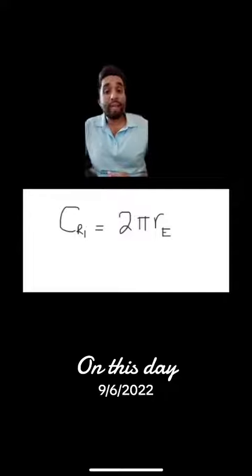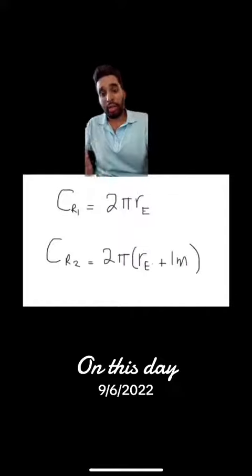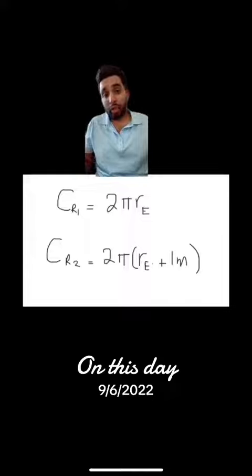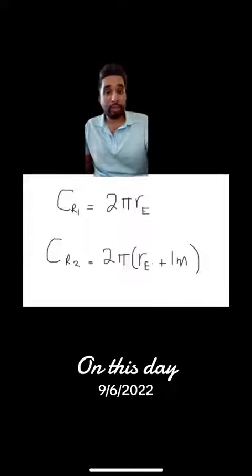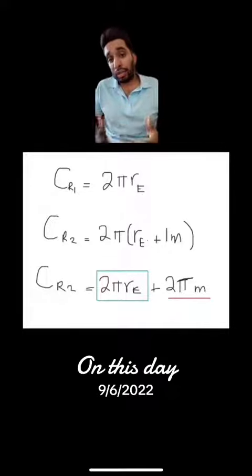Now we know that the size of the first rope is just the circumference of the earth, which is 2 pi multiplied by the radius of the earth. That's roughly 40,000 kilometers. Now the rope that's hovering above the earth has the same formula, except the radius is increased by 1 meter. So now if you use the distributive property, the length of the second rope is just 2 pi multiplied by the radius of the earth plus 2 pi meters.